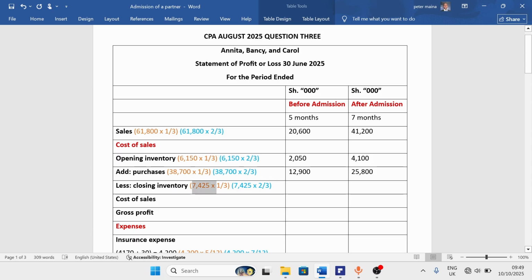So the period before admission, we are going to take a third. So 74.25 we divide by 3. So that is giving us, because we are supposed to deduct, we are going to put it in brackets. That is 24.75 in brackets. And then in the next period, we will take 74.25, we multiply by 2, we divide by 3. That will be 49.50.